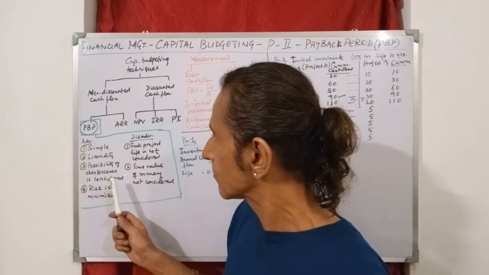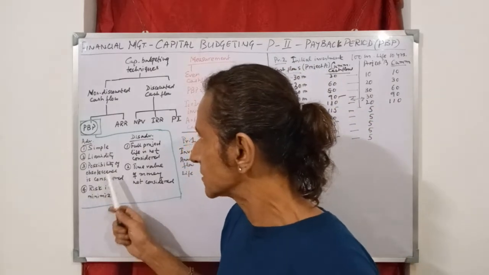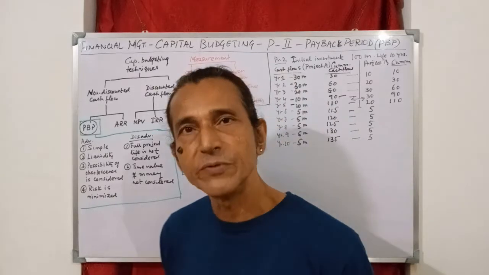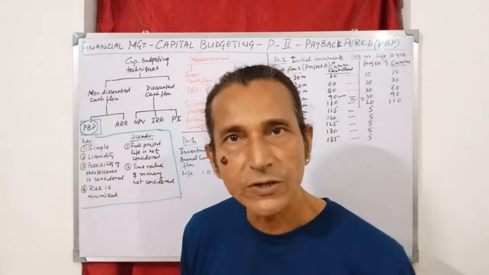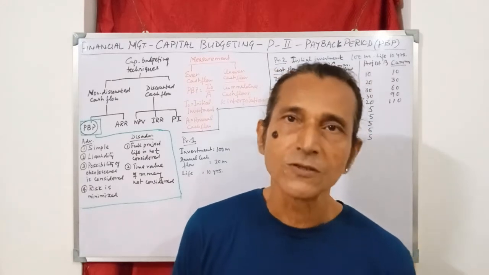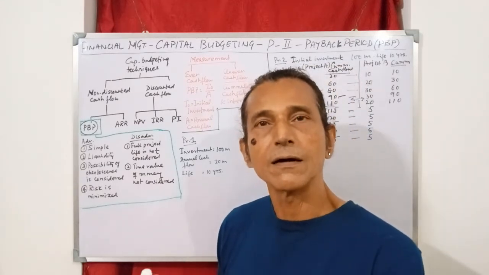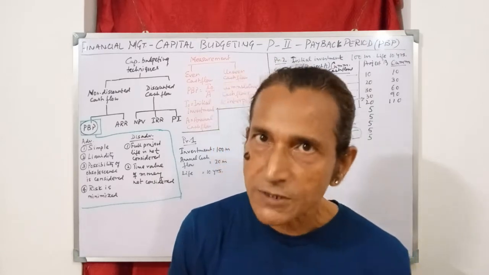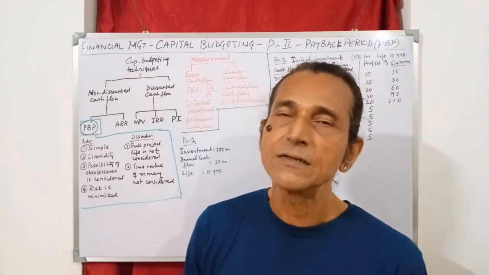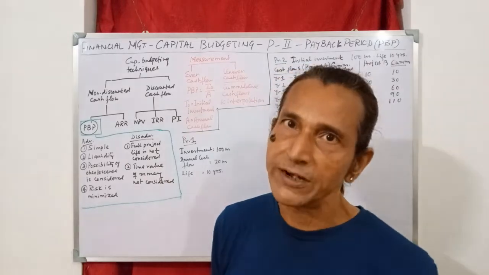And number four is risk is minimized. Similar to the possibility of obsolescence, there is risk in business in the future. As we know, in business, the future is embedded with risk and uncertainty. So when a project is considered which gives a very short payback period, then those risks can be avoided by the firm.